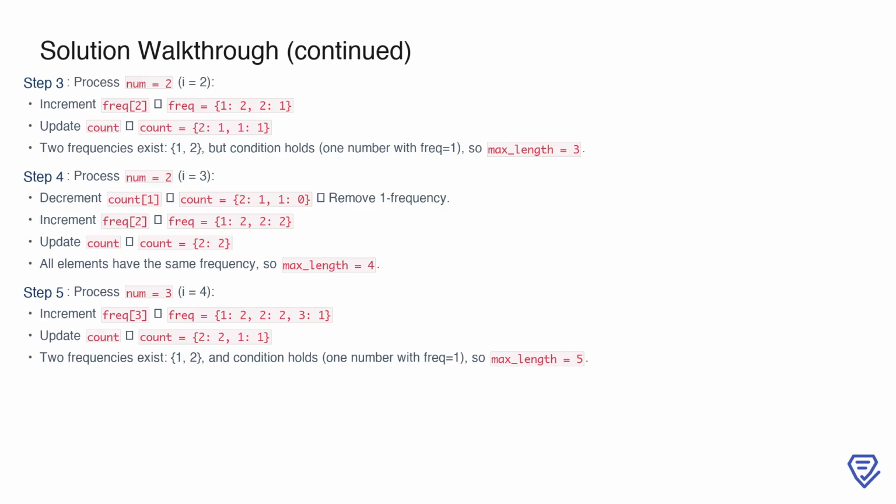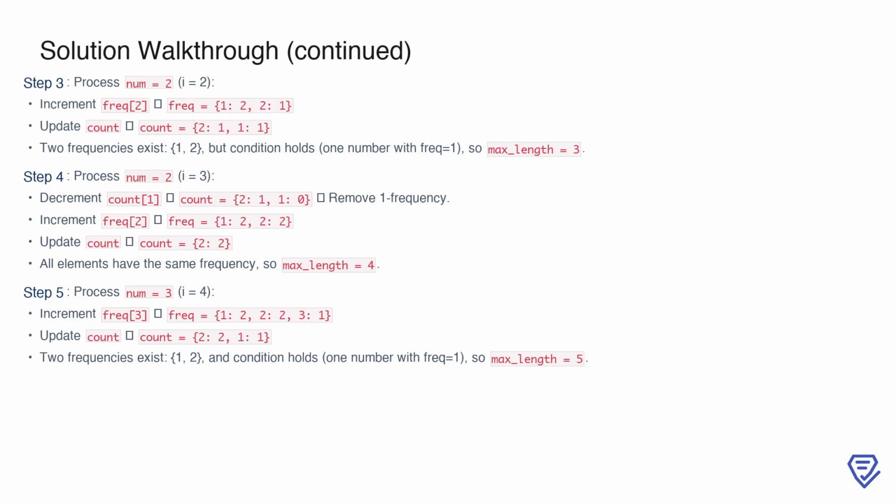For the next occurrence of 2, we first decrement count 1 to 0 and remove it. Then, we increment the frequency of 2 in the frequency map, resulting in frequency equals 1, 2, 2, 2, and update the count map to 2, 2. Since all elements now share the same frequency, max_length becomes 4.